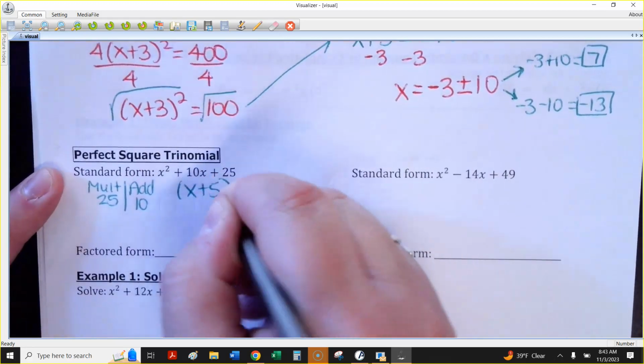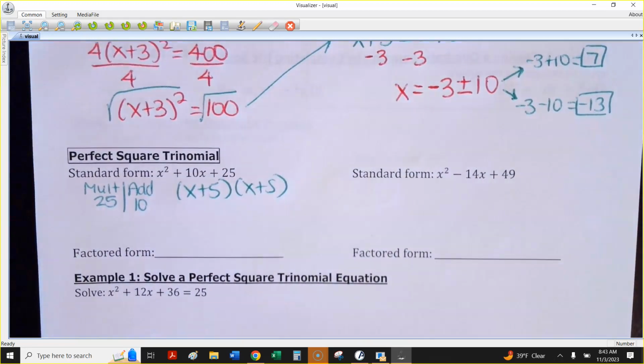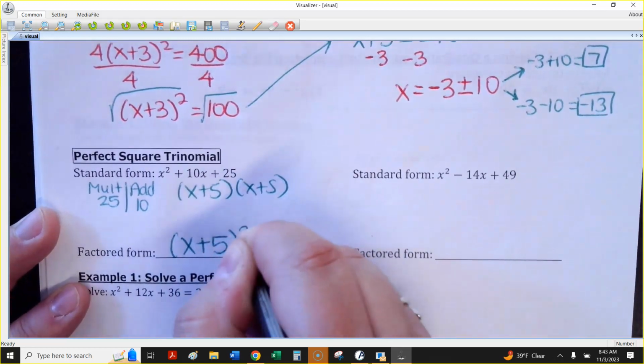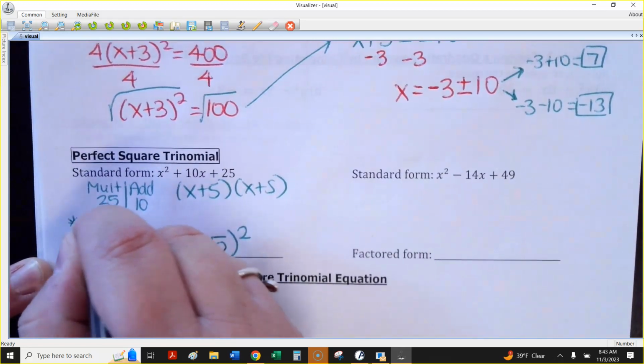Now, (x plus 5)(x plus 5). What is another way I could write that? Yes. Okay. That is a perfect square trinomial. That is what's going on here: both factors are the same.